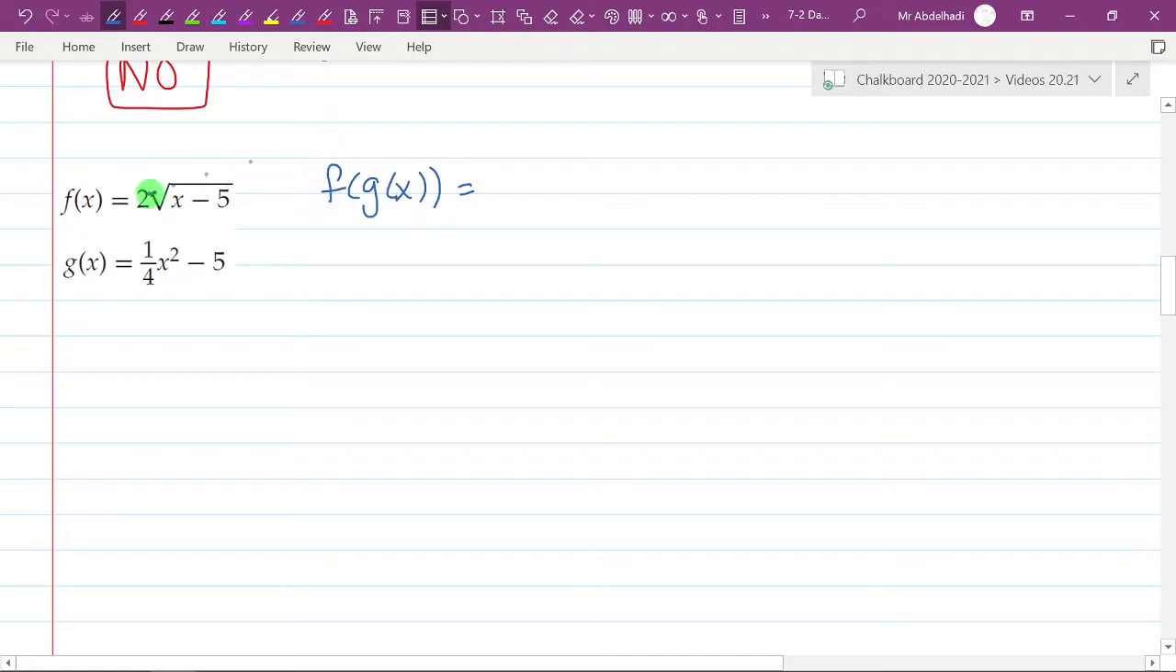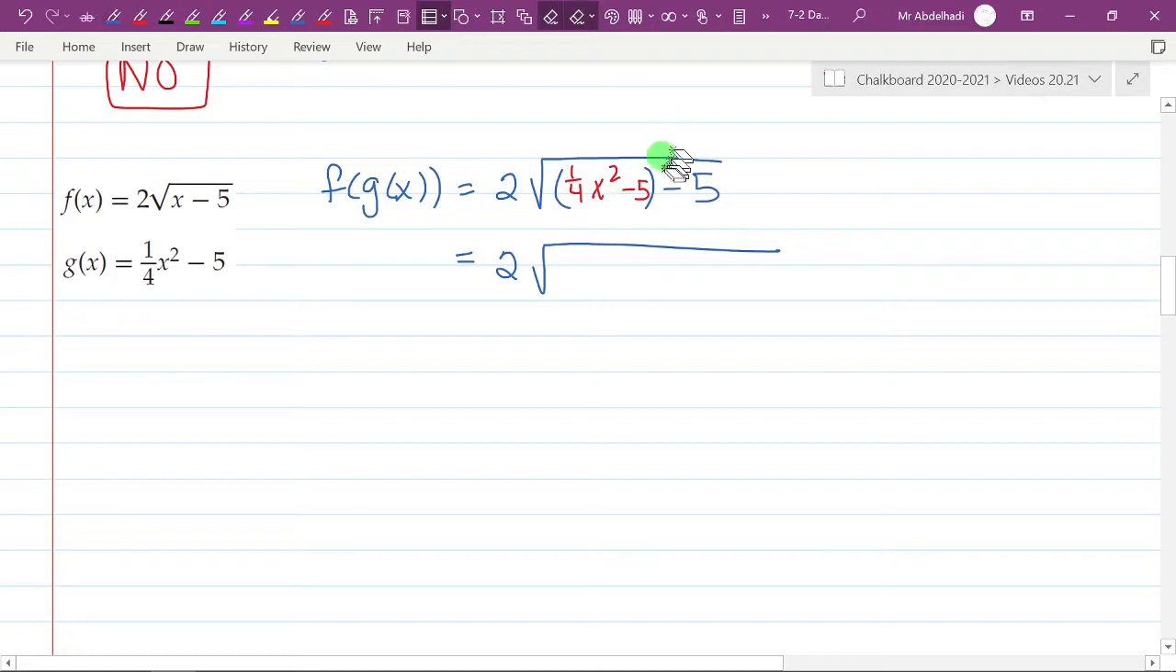The outer function is f, so it's 2 times the square root of blank minus 5. So here's your blank minus 5. That's where the x would have been. And in that blank, you're going to put this thing here. So it's 1/4 x squared minus 5. Okay. Now we're going to simplify best we can. Well, PEMDAS says do what's in the parentheses first. There's nothing to do in the parentheses. In fact, we can drop the parentheses here because they're not doing anything at all. And you see this -5 and this -5 become -10.